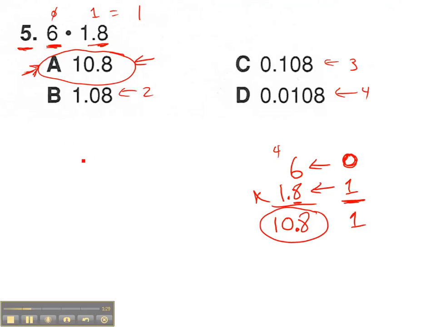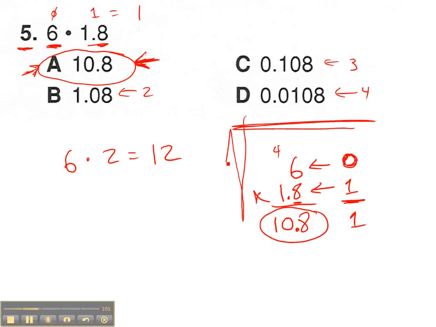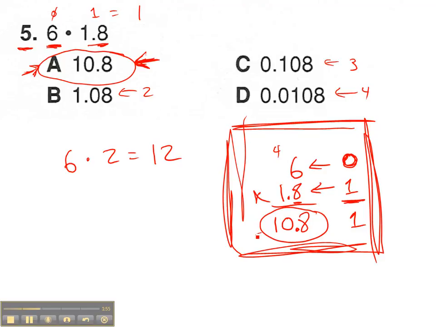Another thing, let's estimate. So 6 is 6, but about how much is 1.8? It's about 2. So we should expect an answer that's close to 12, and A is the only answer that's close to 12. And when you're doing decimal multiplication, always estimate your answer, because if something goes wrong with this part, you'll most likely be off by a factor of 10, and it will be really obvious if you compare it to your estimate that you made a mistake, and you can go back and fix your mistake.